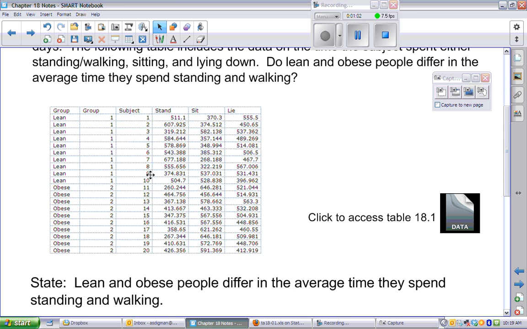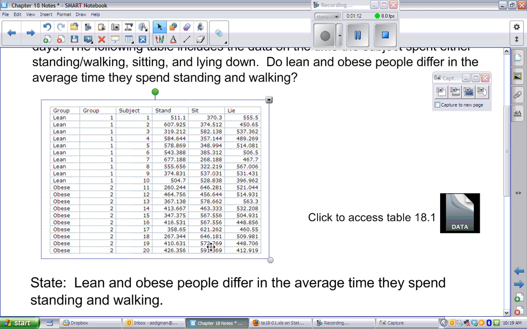Eventually, you may want to run a test to determine, maybe you think that obese people spend more time lying down, so you want to run a greater than test. Or maybe you think that they spend more time sitting during the day, so you'll run a greater than test for that situation. But let's just look at the standing and walking. And we just want that they differ. We don't want that one group is greater than another. We just want that they differ.